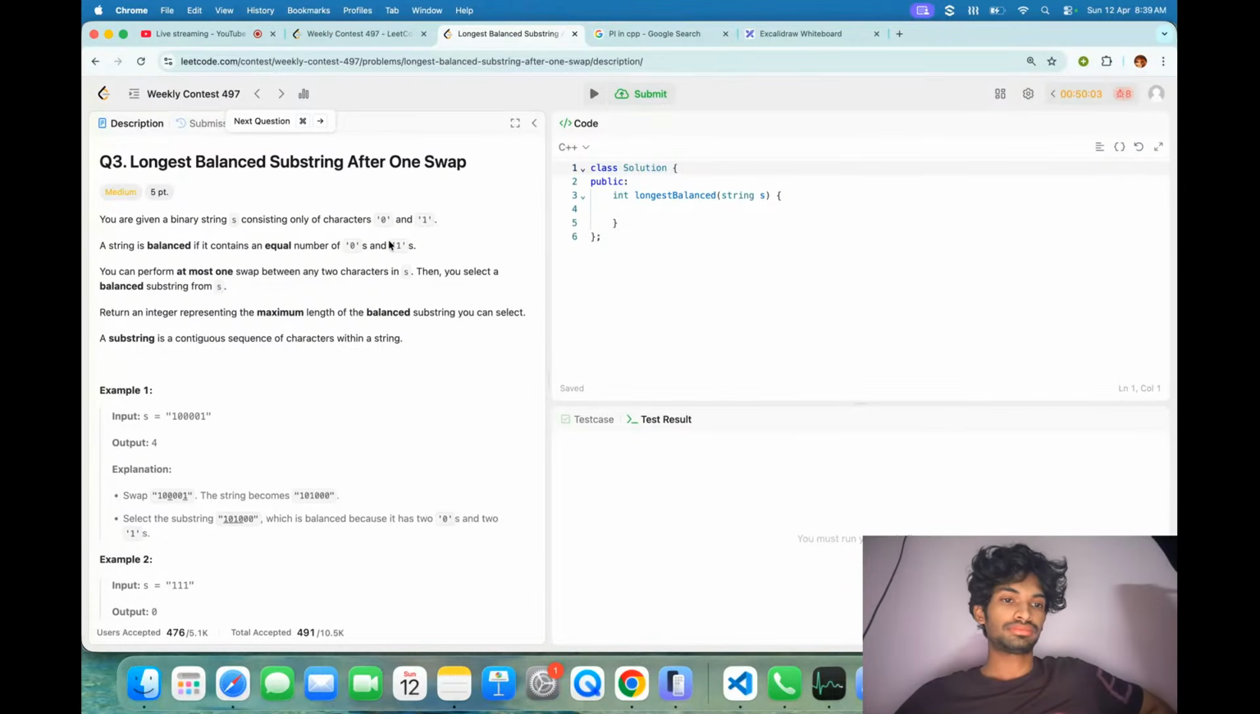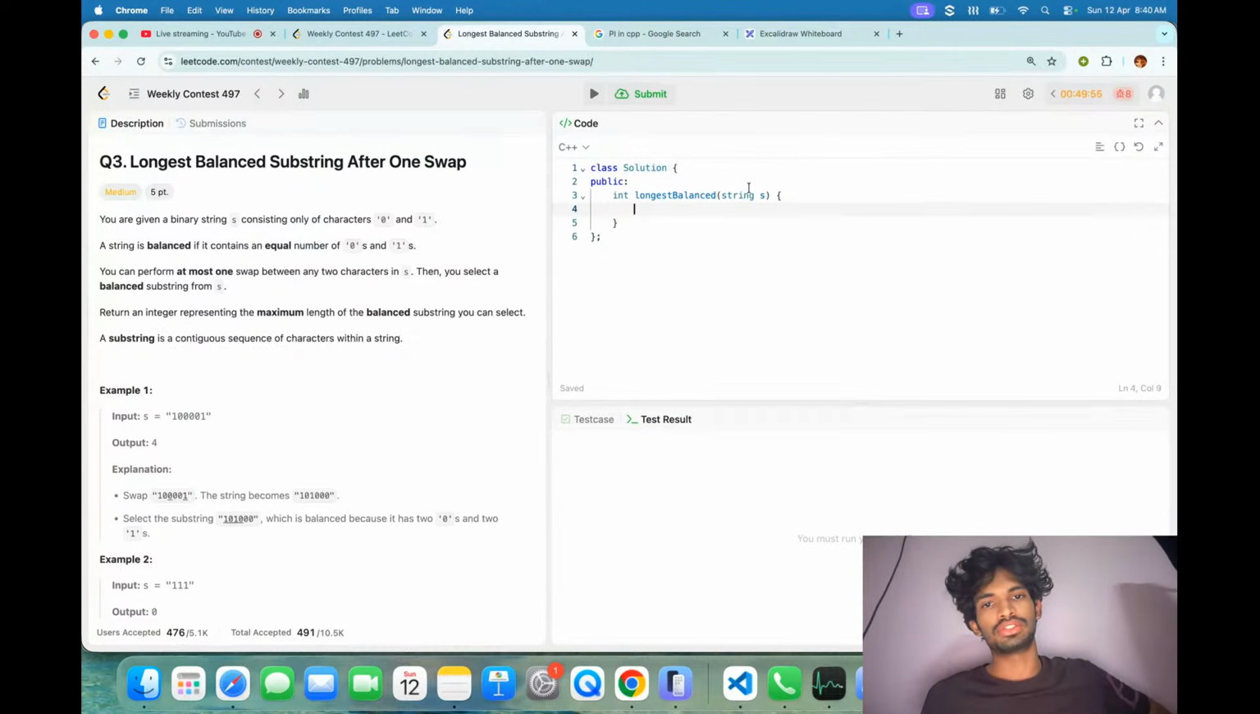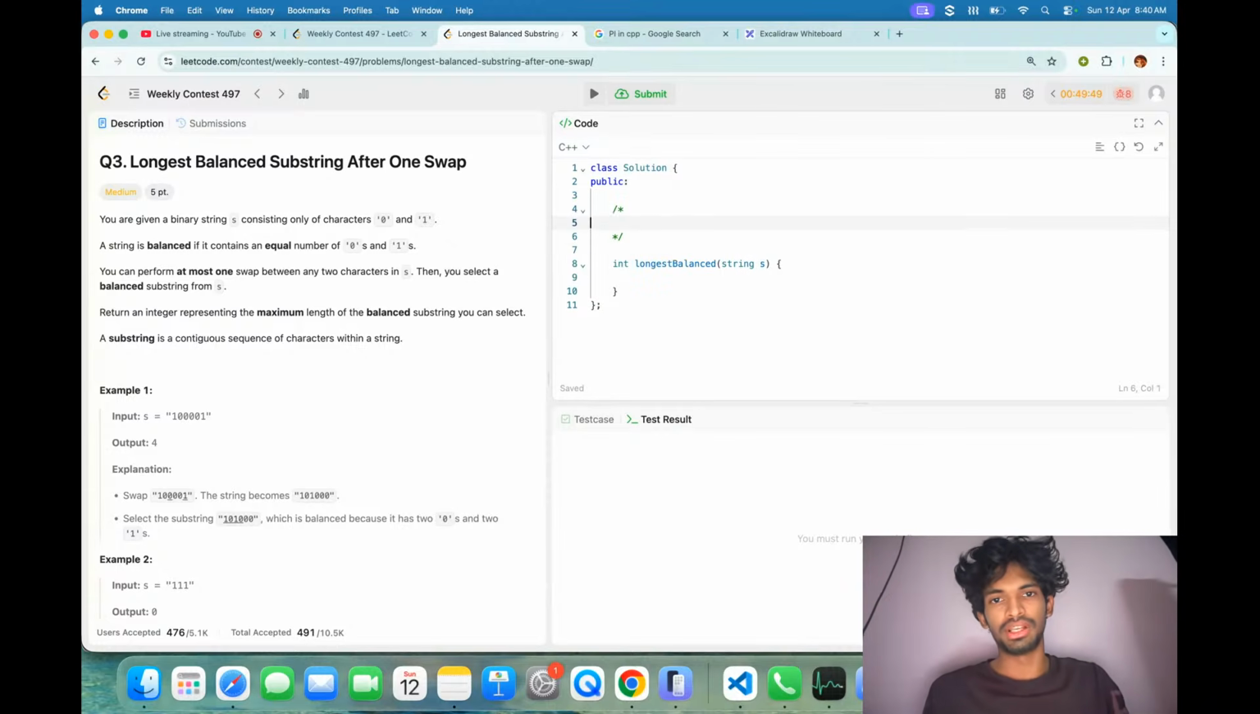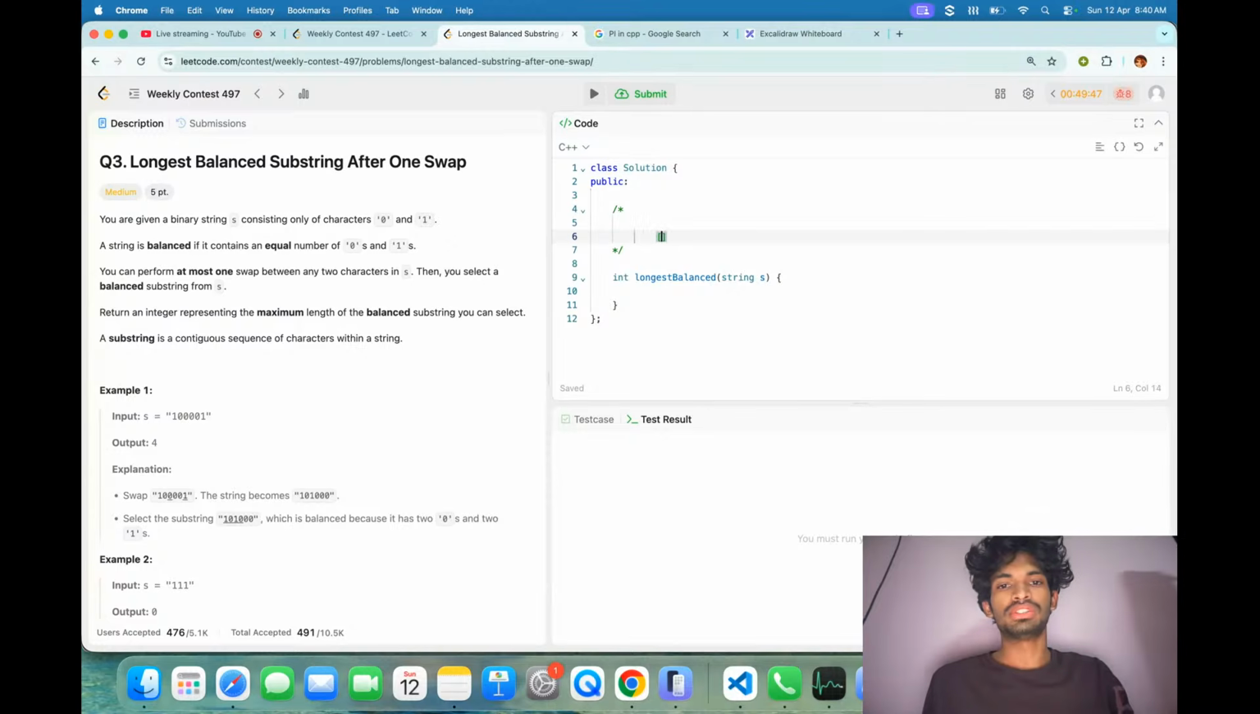Maximum length substring that has an equal number of ones and zeros, right? So how do you solve this? We should try to see the optimal, because there is an optimal substring, right? So let's look at that optimal substring. Somehow that's the answer. Let's try to look at that one.